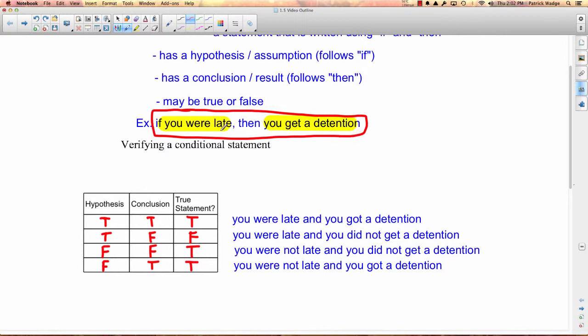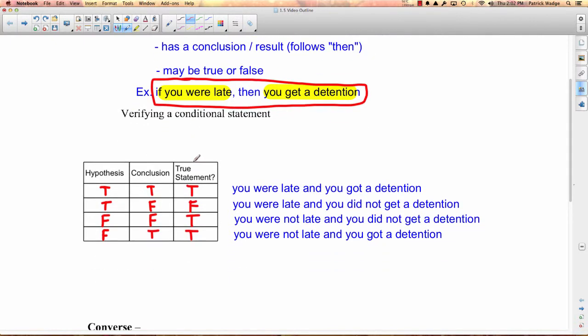Right? People mistakenly think it works both ways. Oh, if you were late, then you got a detention. That means if you got a detention, you must have been late. It doesn't always work that way. We'll see down below that sometimes it does, sometimes it doesn't. But this is the classic mistake in arguments, that if you have this if-then statement, people just assume it works the other way as well. Okay, so be very careful about that.